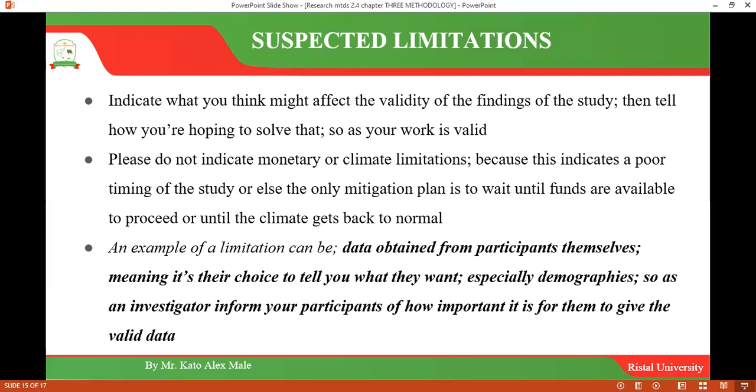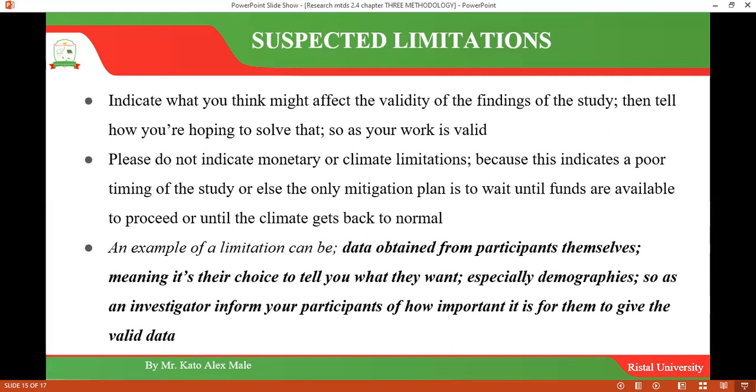You understand? In case you tell us that a limitation I have is because of lack of funds, we shall tell you, then you're not ready to carry out this study. Wait until you get funds to carry it out because we want to have valid data. Or in case it is climate, we shall tell you first wait to conduct the study until the climate normalizes and then you proceed. You understand? So what can I write then as a limitation if these two examples I've given are not limitations?